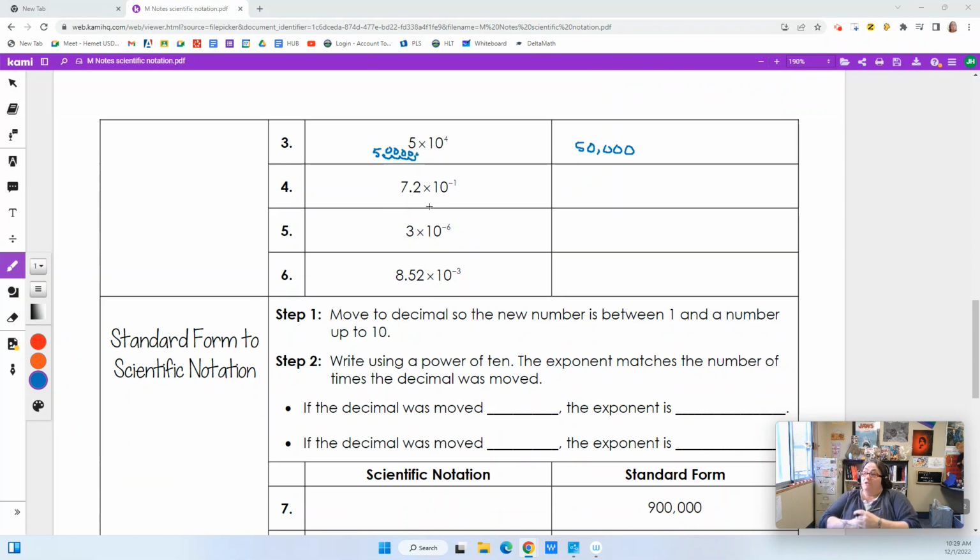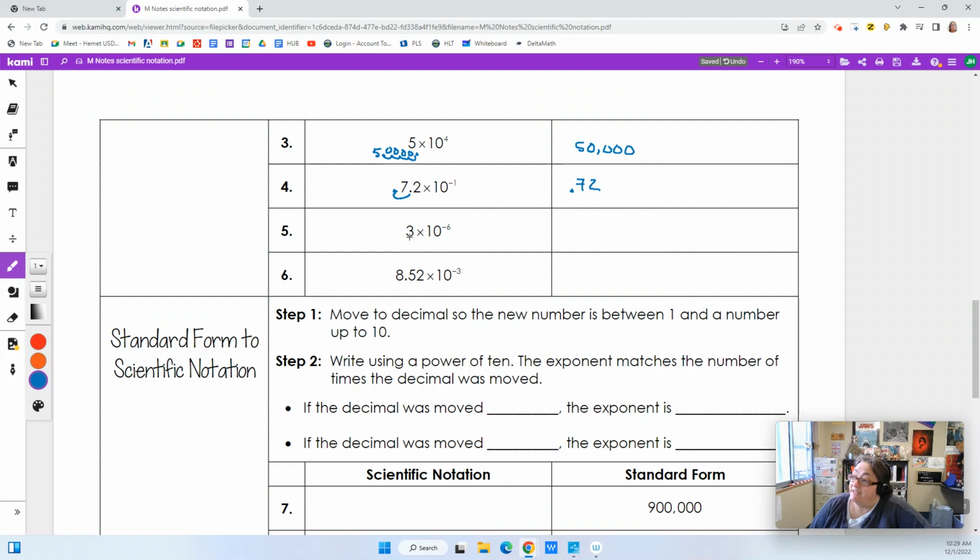7.2. Well, look at this one. This one is to the -1. What do you think I'm going to do with that? Yeah, Daniel? Yeah, we're just going to move it in the opposite direction, right? We're going to start here at this decimal, and instead we're going to move it 1 in that direction, which would give us 72. I'm sorry, 0.72. Can't forget to put the decimal there.